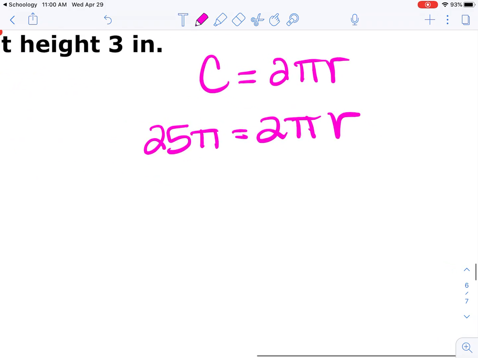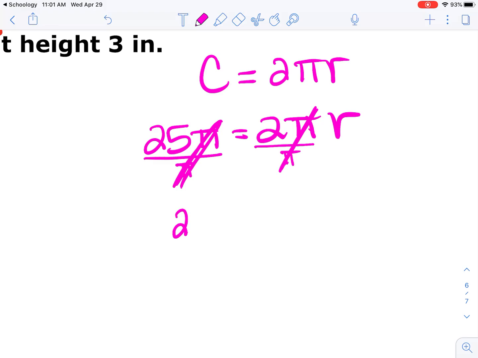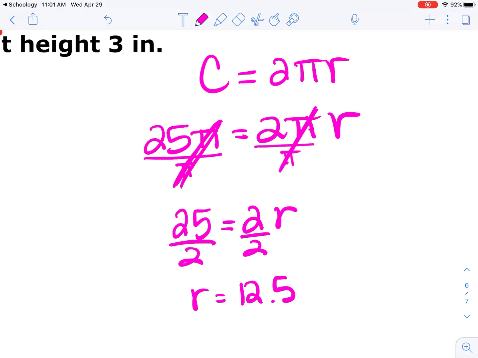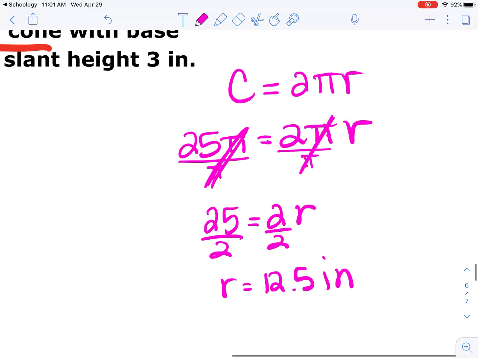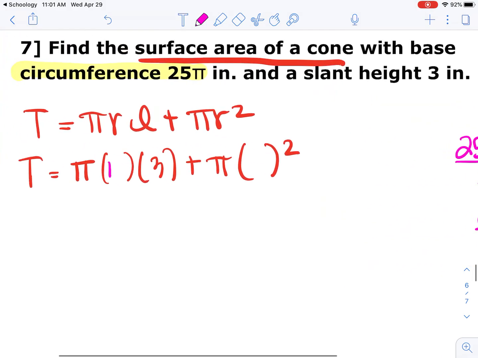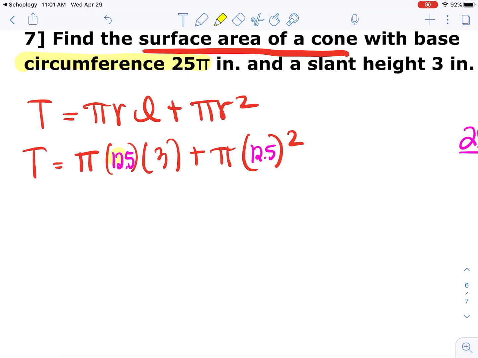So now I'm going to solve for radius because I can solve this equation for r. First thing I'm going to do is divide both sides by pi to get rid of this pi right here. So now I have 25 is equal to 2 times r. Divide by 2, and I have my radius is 12.5 inches. So now I can take 12.5 and plug it in here and here. Once again, let's get an exact answer.